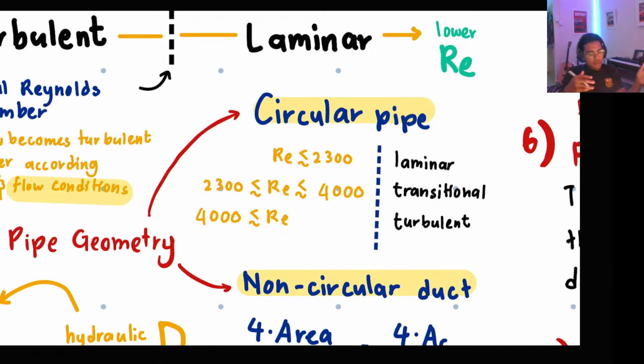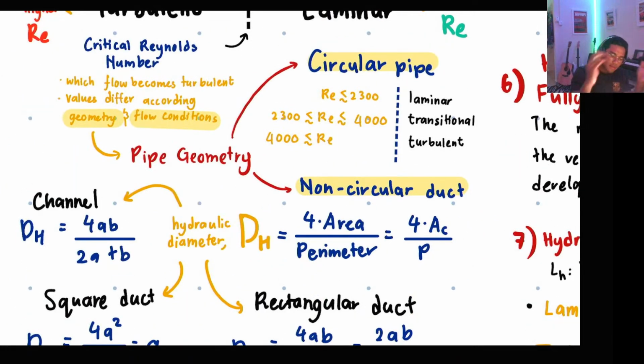In the textbook, there's also a conflict over whether it's 4,000 or 10,000. But the other day I asked the doctor, and the doctor said 4,000. So we use 4,000. As you can see here, below 2,300 is laminar, below 4,000 is transitional, and above 4,000 is turbulent. So that is for a circular pipe.